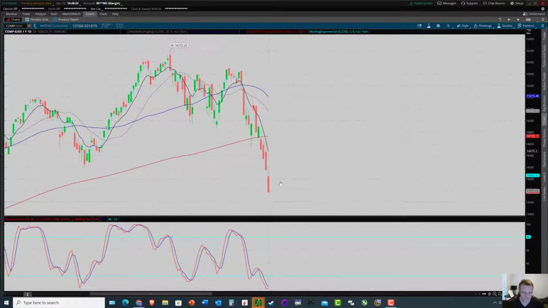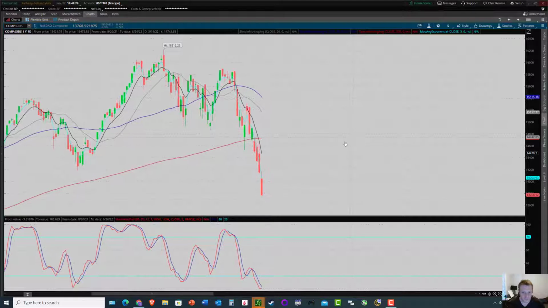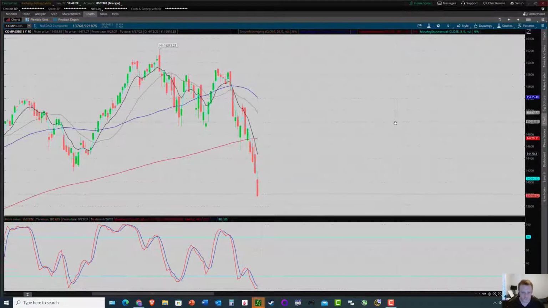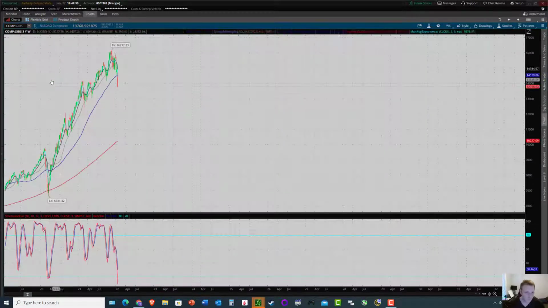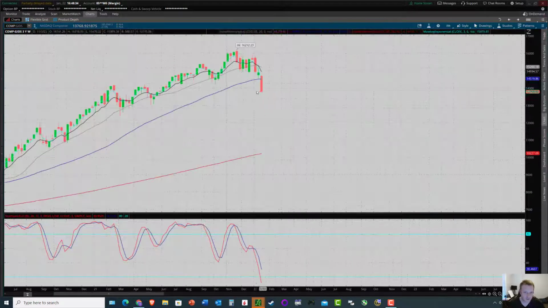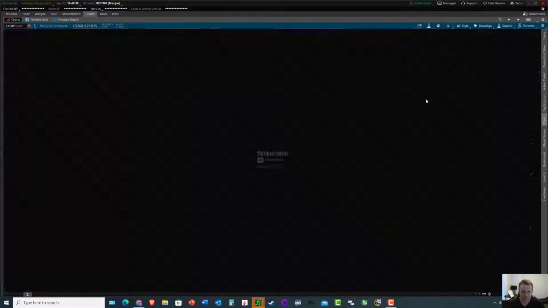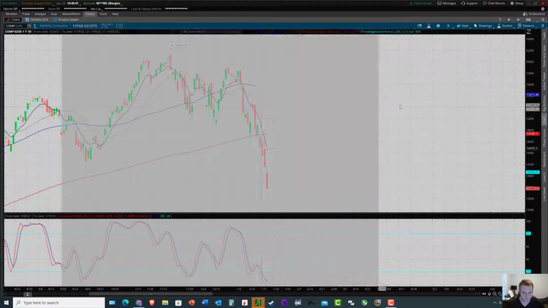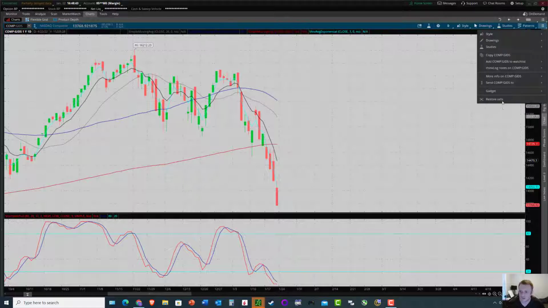Oversold on the stochastics. What else? Obviously closed near the low of the day. Weekly chart, well below the 50-week simple moving average. So Nasdaq Composite definitely looking ugly there. And okay, we'll go over to the Nasdaq 100.